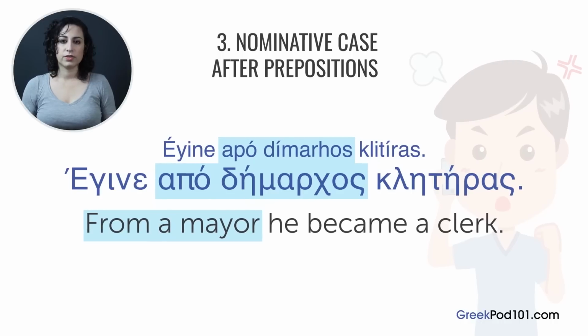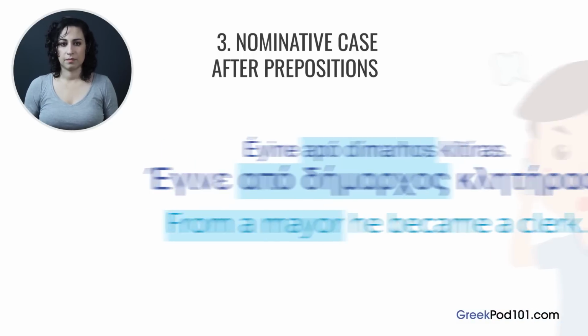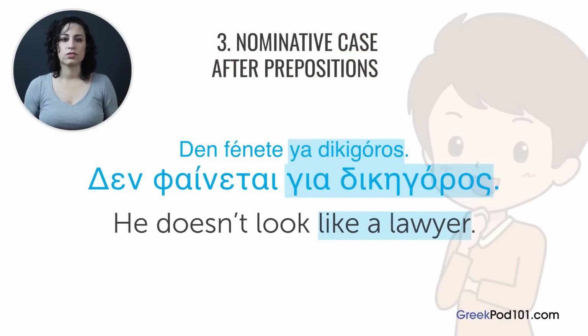Here are some more sample sentences with the nominative case after prepositions. Έγινε από δήμαρχος κλητήρας. From a mayor, he became a clerk. Δεν φαίνεται για δικηγόρος. He doesn't look like a lawyer.